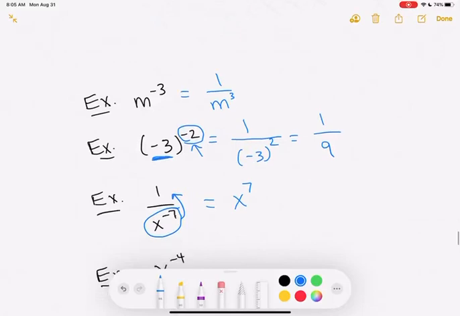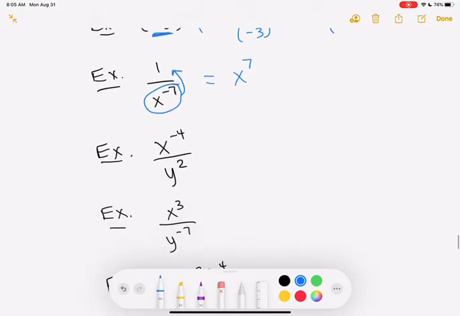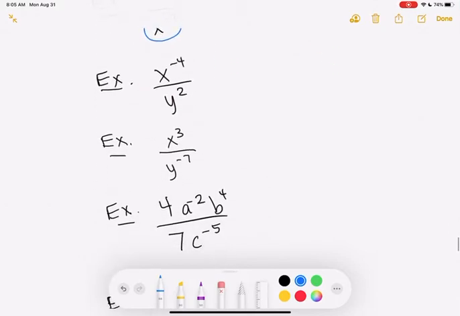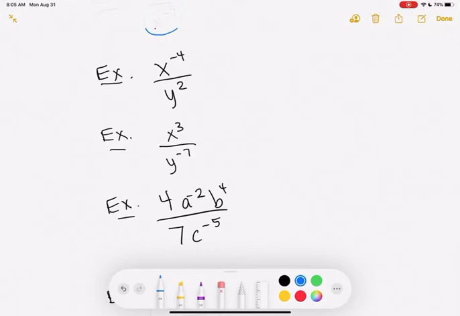Let's show you the next group of 3. I think I can squeeze them all on there. There we go. Go ahead and try these. Hit pause. Press play when you're ready.